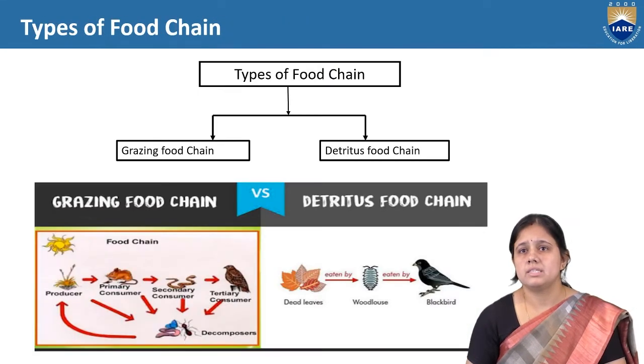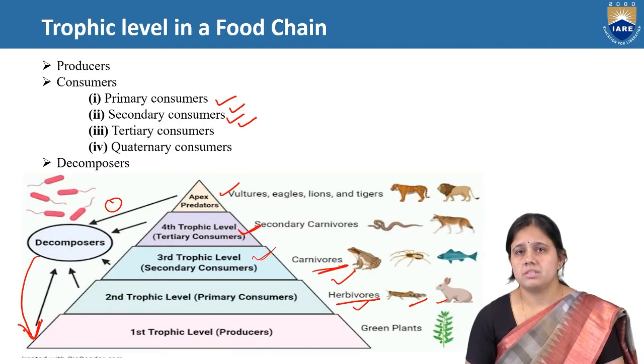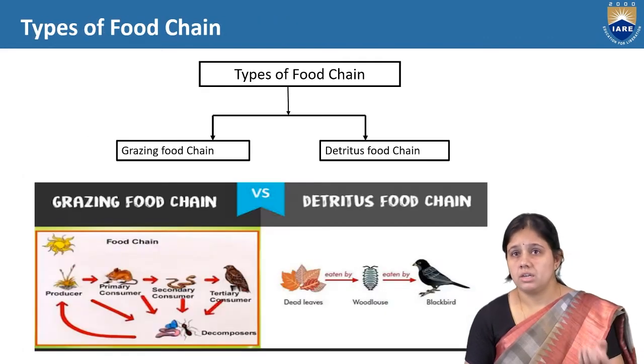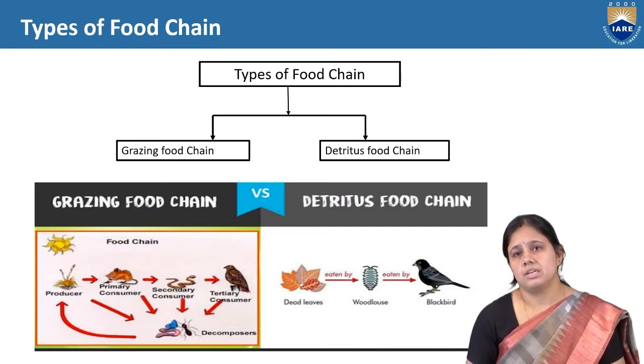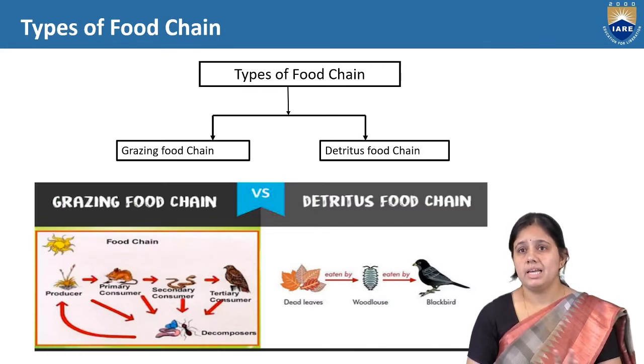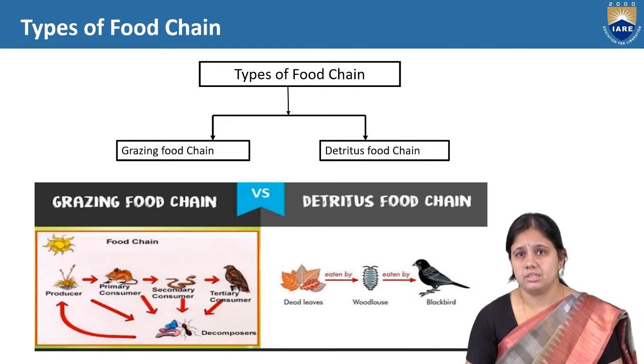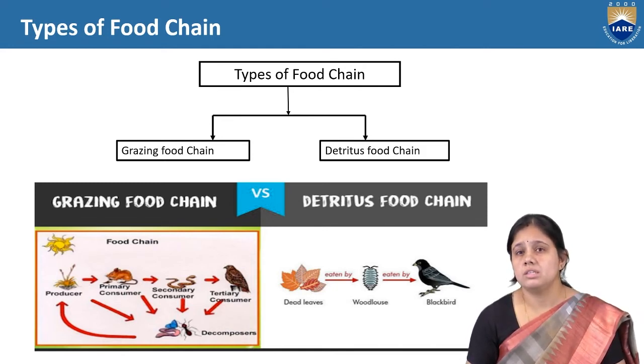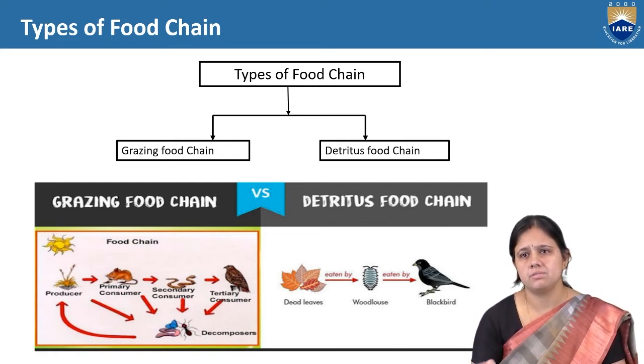Now in this slide, we are going to discuss the types of food chain. In the previous slide, we discussed the trophic levels in a food chain. Now come to the types of food chain. Basically, in the ecosystem two types of food chain are there: the grazing food chain and the detritus food chain. The grazing food chain is the food chain which starts with a green plant, and the detritus food chain is the food chain that starts with a dead organism, like a dead leaf or anything.